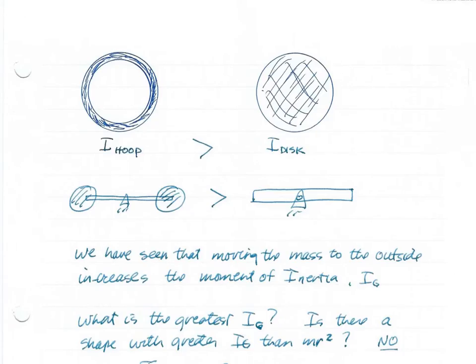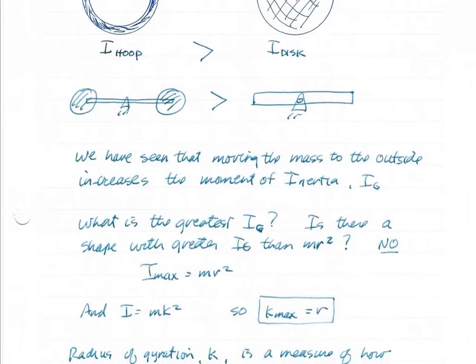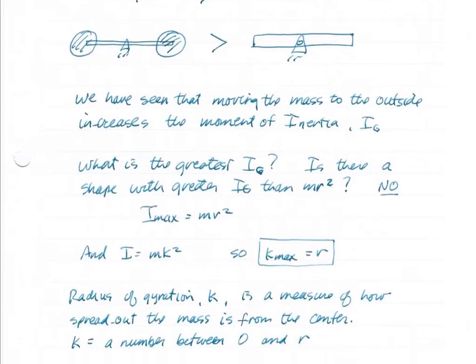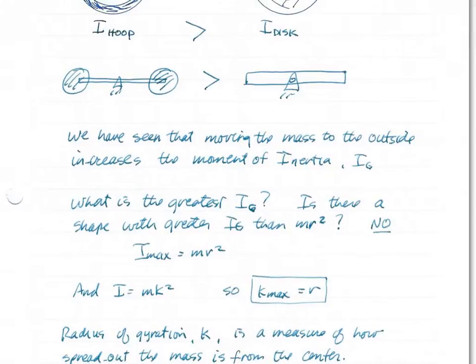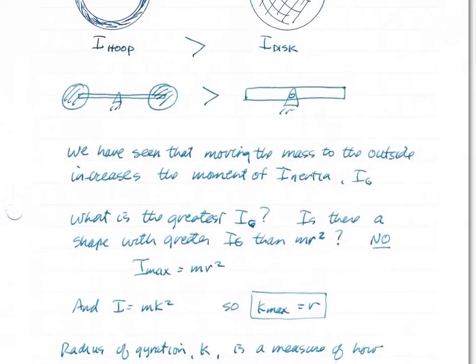All right, now here we have a hoop versus a disc. We know that the hoop has greater mass moment of inertia because the weight is concentrated out on the edge. Same thing with the barbell versus a bar. If the weight is concentrated out there, it's going to be greater than a bar. And so we've seen that moving the mass out to the outside increases the mass moment of inertia. How far out can you go? What's the greatest mass moment of inertia you can achieve by shoving the weight out there?